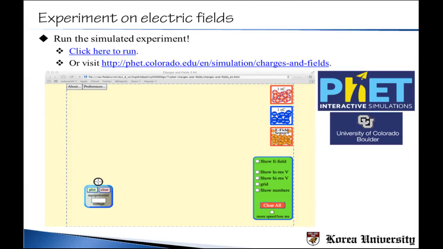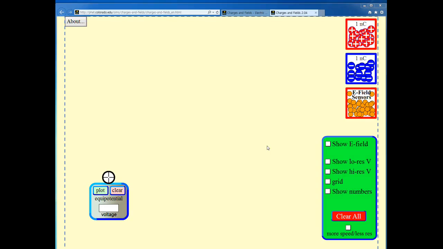Now let's perform another simulated experiment, this time on electric fields. This simulated experiment is also provided by the University of Colorado PhET program. This particular simulation is designed to give you an idea of how electric field looks, but in fact you cannot really see the electric field.